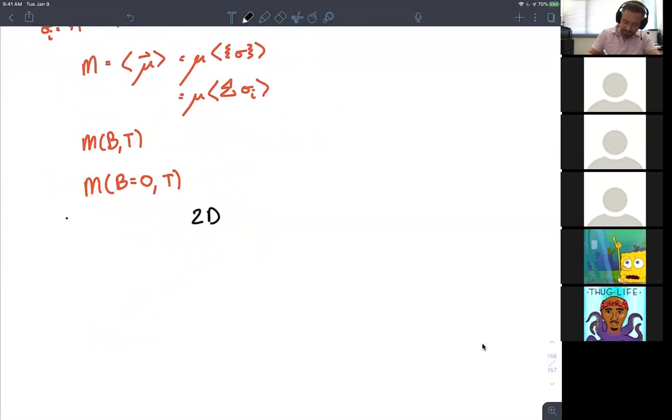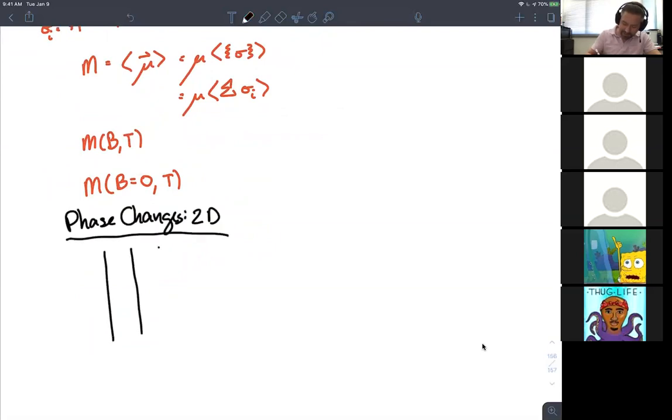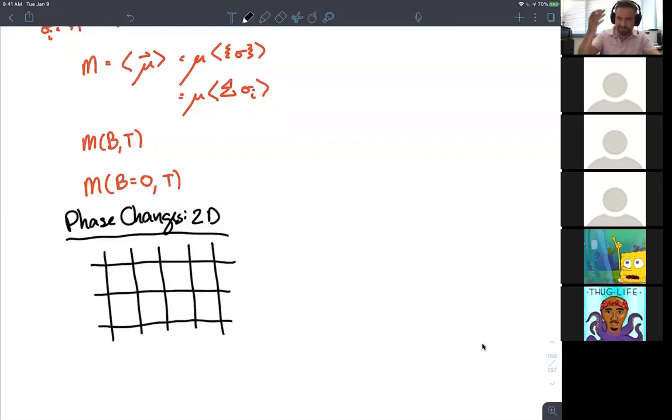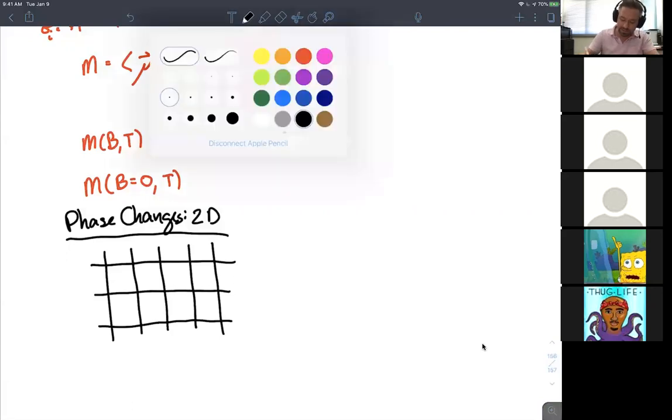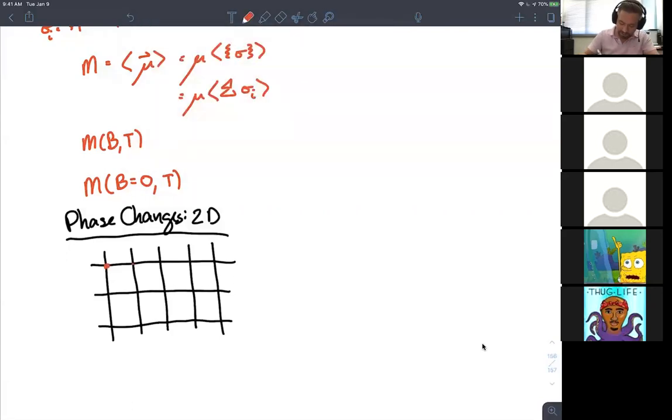Phase changes show up in 2 dimensions, and that is where you have a lattice of spins. I think the shape of the lattice can be arbitrary, so whether it's a rectangular lattice like this or hexagonal or whatever you want, you can still get essentially the same results. At each vertex of this lattice, you put a spin.